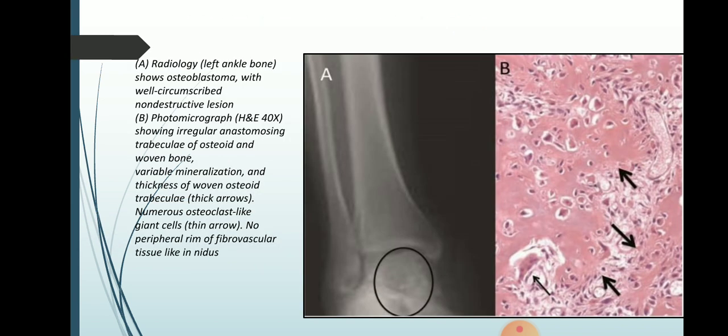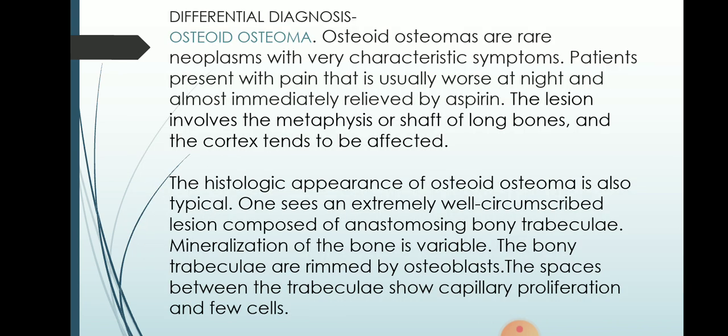In this image, we can see X-ray finding of osteoblastoma, in which we can see a well circumscribed non-destructive lesion. And in another image, we can see trabeculae of osteoid bone with variable mineralization and numerous osteoclast-like giant cells.